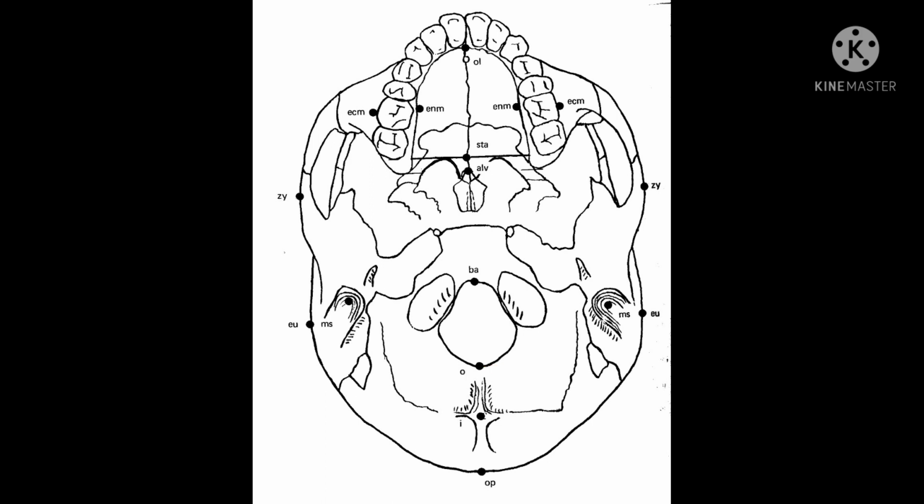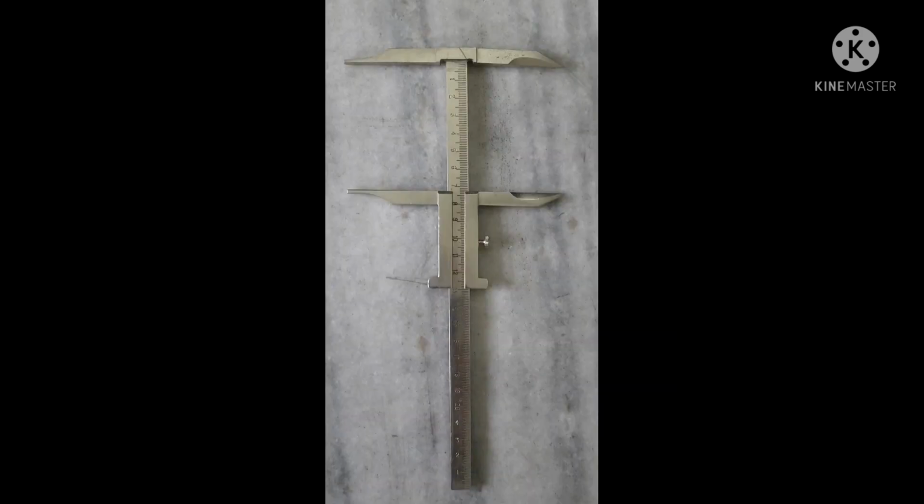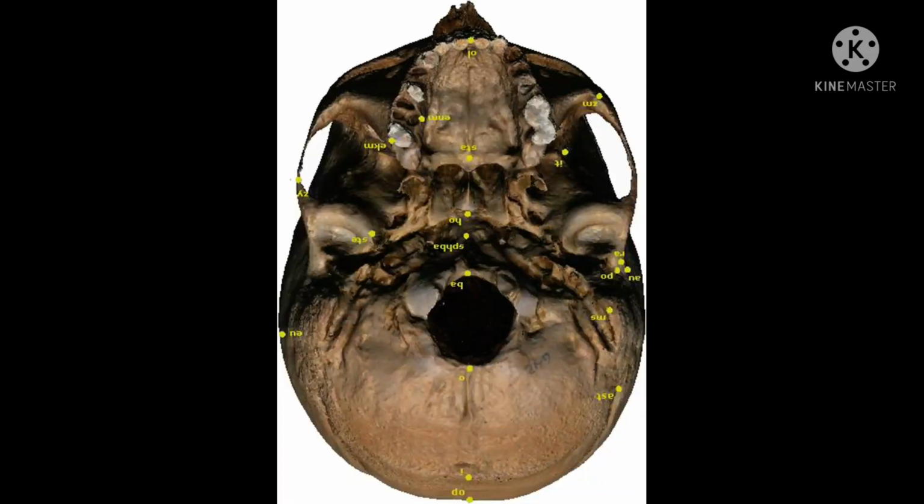For this measurement, the instrument used is a sliding caliper. For taking the measurement, first the skull is allowed to rest with its norma basalis facing upwards. Then the end of the fixed crossbar is placed against one point, and the movable crossbar is slid over to touch the other point. So this is all about the measurement of length of foramen magnum.